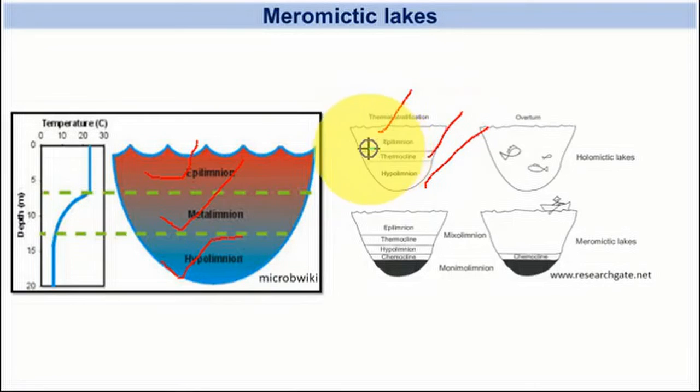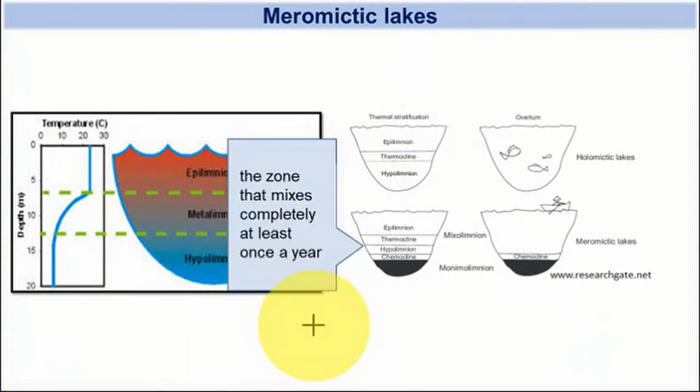That I told you, that thermocline is a rapidly changing area in terms of temperature, and this area is sometimes covered with metalimnion, but metalimnion is a little bit wider concept, and thermocline means every layer within metalimnion also changes in terms of temperature. So this is called thermocline.